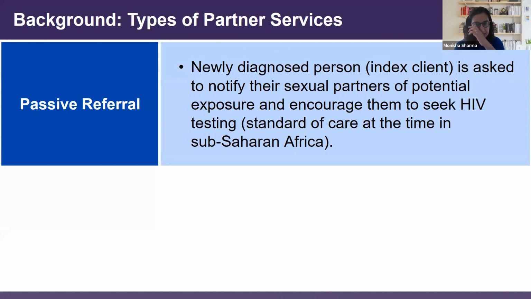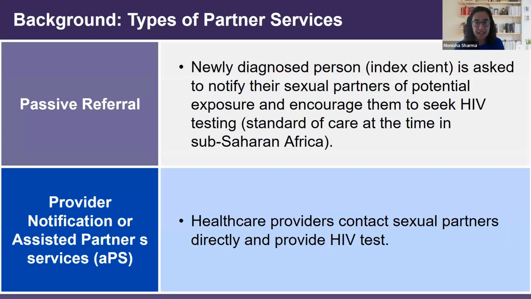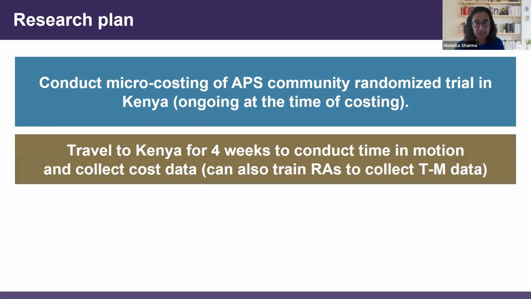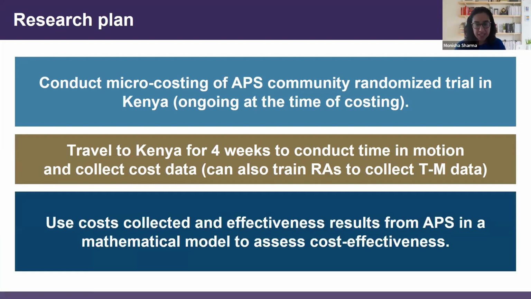So in this case, there were two arms. The passive referral, where newly diagnosed index clients were just asked to notify their partners, and then APS, where healthcare providers directly notified partners. Our plan here was to conduct a microcosting of a trial that was ongoing. Here I traveled to Kenya to do the time and motion, but you can also train RAs in country to collect time and motion data. And then these costs were ultimately used for a cost effectiveness analysis.